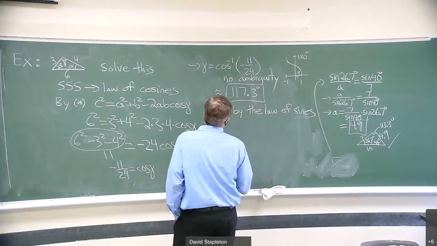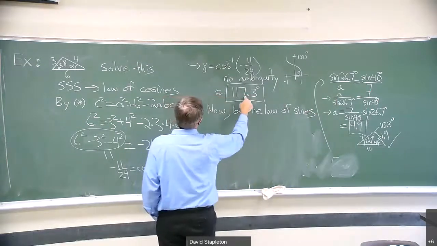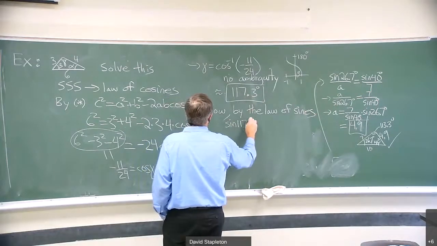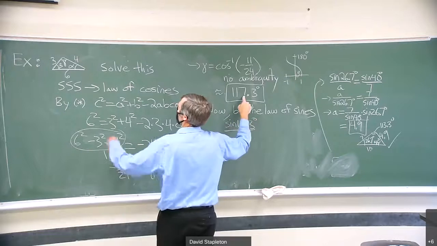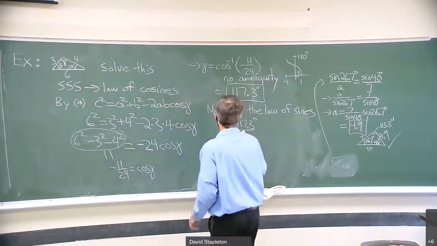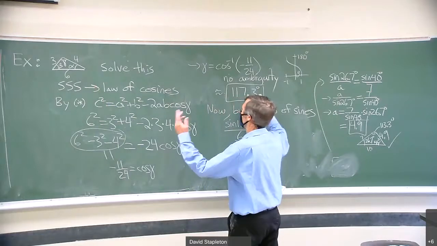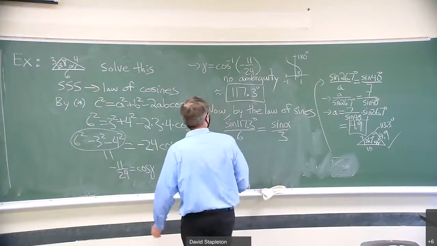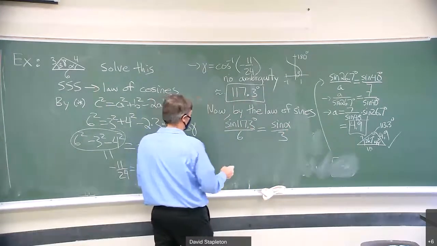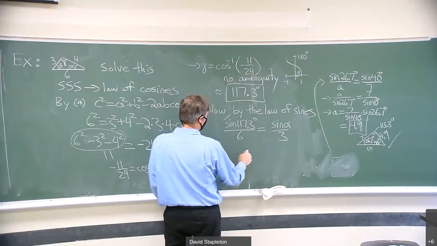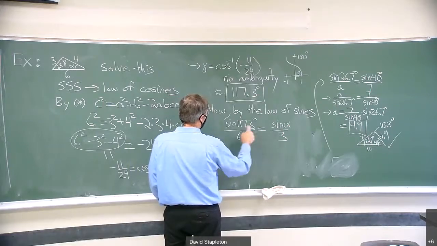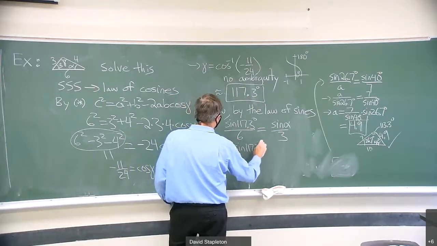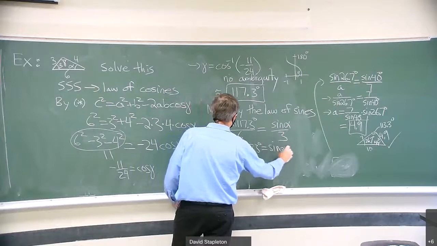This requires that I have an angle on the opposite side. Well, here's an angle. It's the only angle I have, so I have to use that one. Sine of 117.3 degrees is to gamma is to C, 6, as, let's look for alpha, let's say, sine alpha is to A, 3. I can solve this now by the law of sines. By multiplying by 3, I get 3/6, or 1/2 sine 117.3 degrees equals sine alpha.